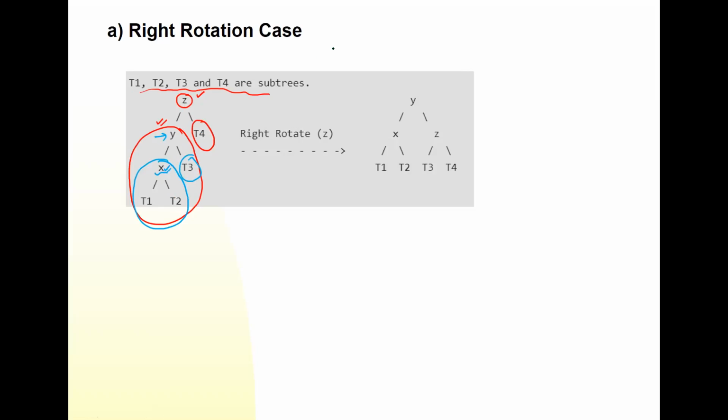This is a case of z, y, and x. This is left heavy. You have to perform a right rotation about z. So y will come at the upper end. X will be copied as such, and T3 will be taken as the left child of Z, as we did in the insertion part. This is right rotate about the Z node.